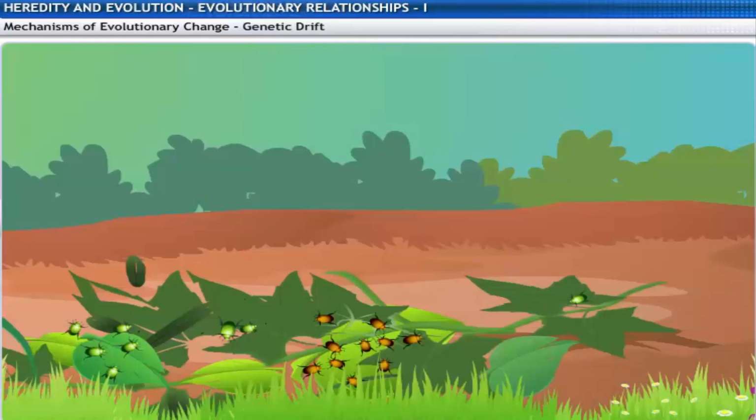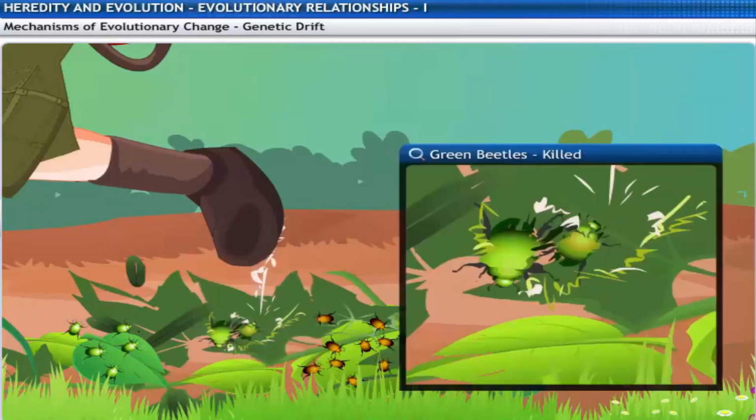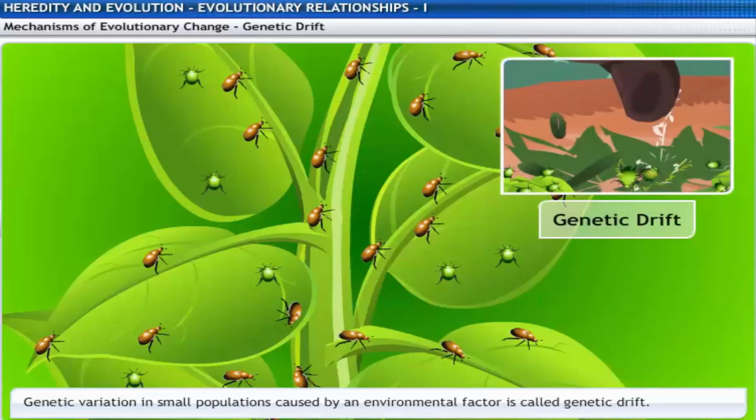Now, let's talk about another situation. In a sample of green and brown beetles, several green beetles are killed when a man steps onto the bushes where the beetles are feeding. This results in a greater number of brown beetles in the next generation. So, accidents in small populations can change the frequency of some genes in a population. This genetic variation in small populations caused by an environmental factor is called genetic drift.